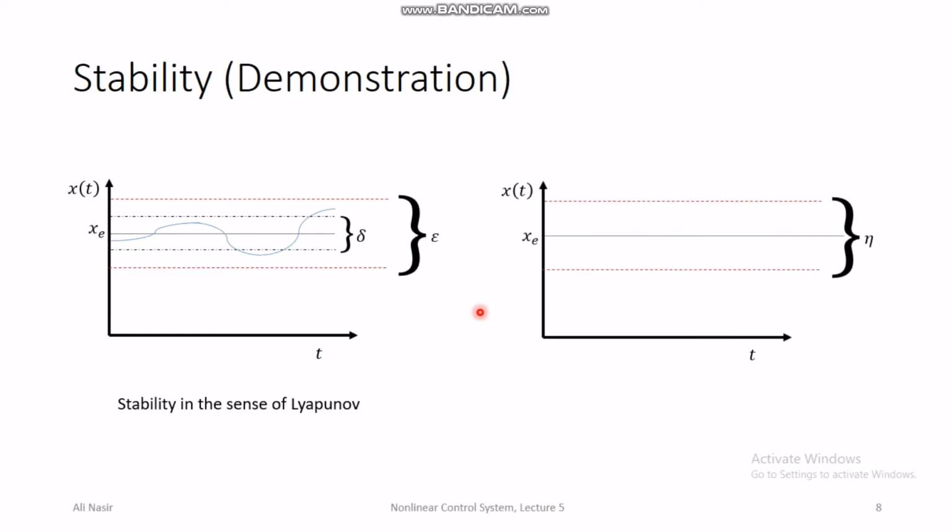And asymptotic stability implies that in addition, if you start within delta, this is required for asymptotic stability as well, but in addition to this, it is also required that there is some non-zero neighborhood eta around the equilibrium point, such that if you start within eta neighborhood, then you eventually asymptotically converge to the equilibrium point value. So this is the demonstration of stability and asymptotic stability.